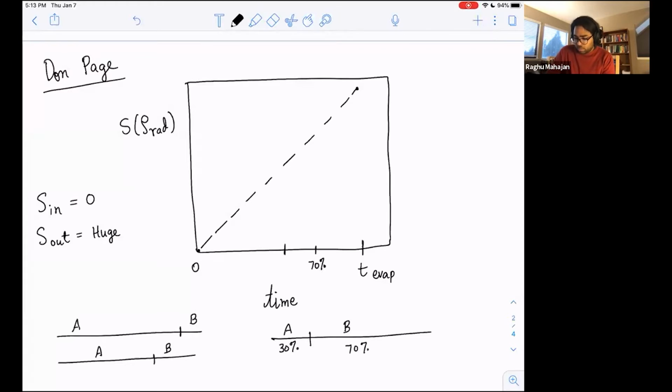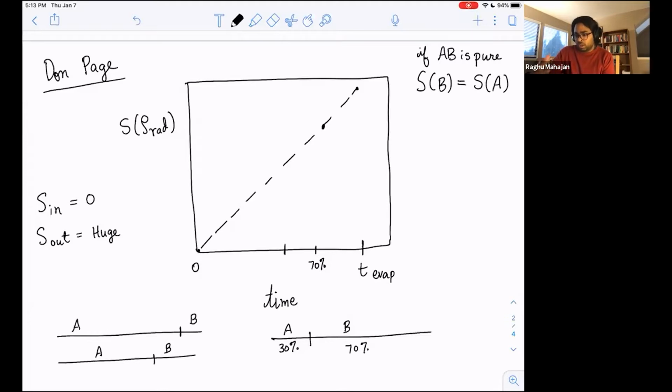Now, for S of B, you might think, okay, it's just some 70%, you have some number here, and that's the answer. But there's a very important property of von Neumann entropies: if AB is in a pure state, then S of B is equal to S of A.